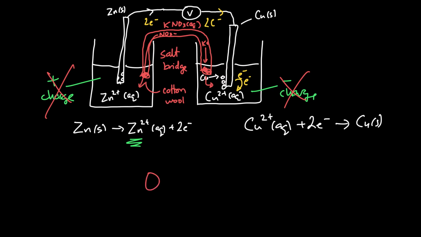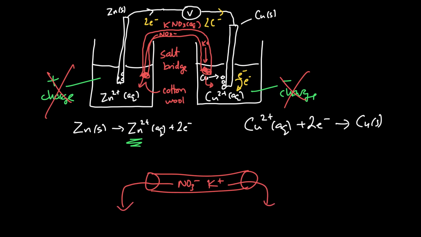So again, just to emphasize here, if this is the salt bridge and it contains potassium nitrate, those ions can migrate out of the salt bridge into the solutions to neutralize them. So these negative charges here will help neutralize the positive charge buildup over here and vice versa. So that is going to be the trick.